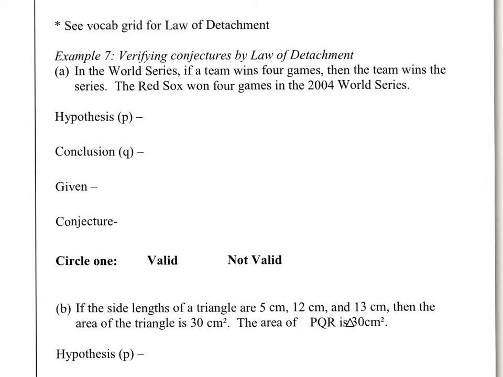So when it says hypothesis and it says P, the hypothesis, we're going to have these sentences that say if blah, blah, blah, then blah, blah, blah. So the hypothesis is actually everything after the word if. So like in this case, in the World Series, if a team wins 4 games, that's going to be your hypothesis.